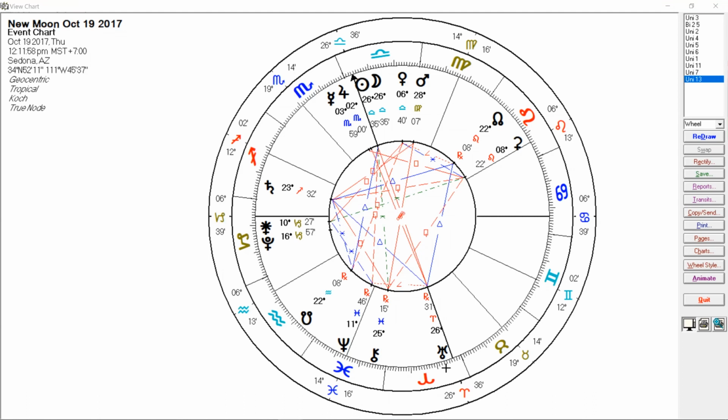Interestingly, the Sun, in this case, is the ruler of the North Node, and Uranus is the ruler of the South Node. So the rulers of the nodes were in opposition as the Sun-Moon came together. It's very powerful.